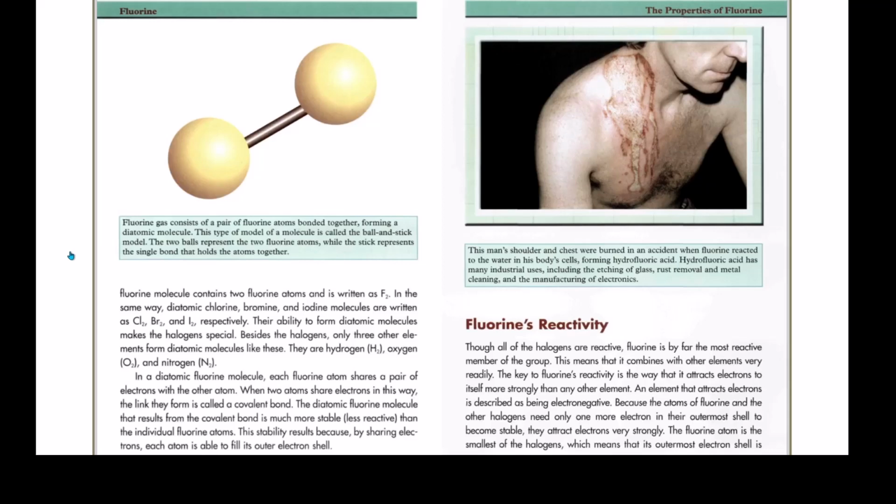In a diatomic fluorine molecule, each fluorine atom shares a pair of electrons with the other atom. When two atoms share electrons in this way, the link they form is called a covalent bond. The diatomic fluorine molecule that results from the covalent bond is much more stable, less reactive, than the individual fluorine atoms. The stability results because by sharing electrons, each atom will fill its outer electron shell.